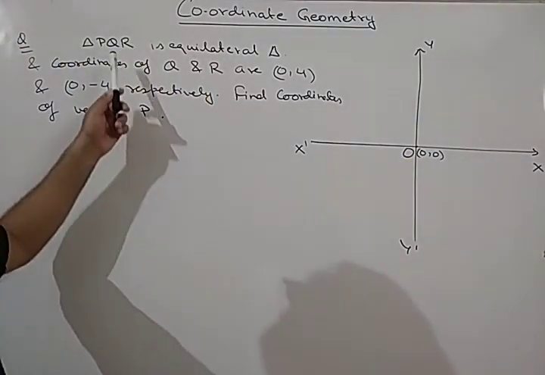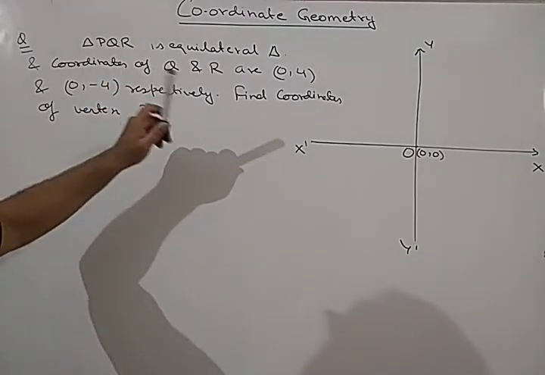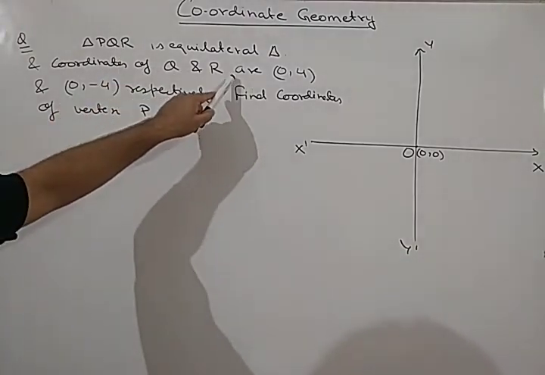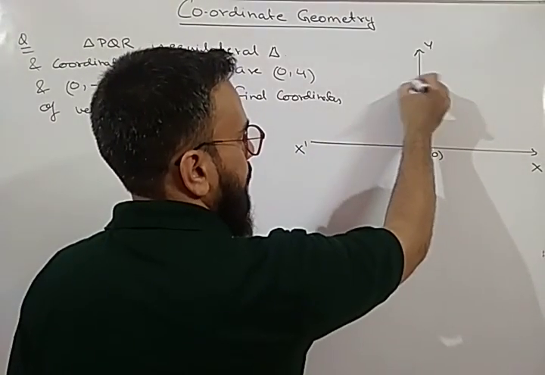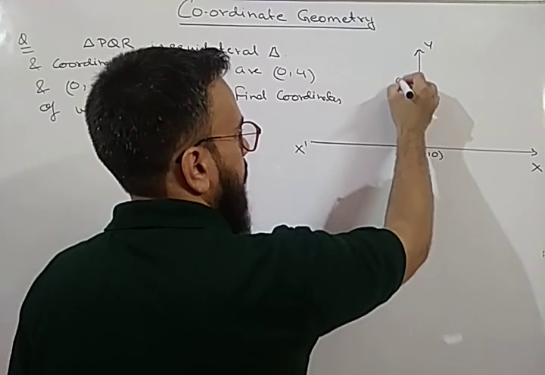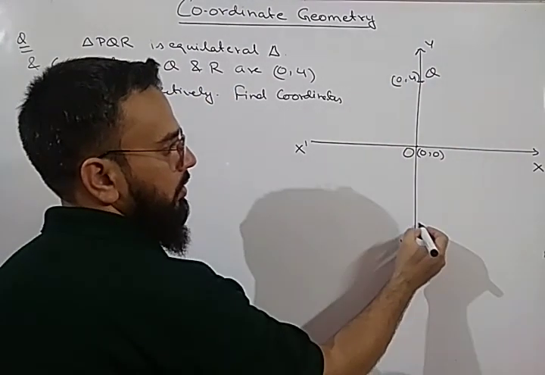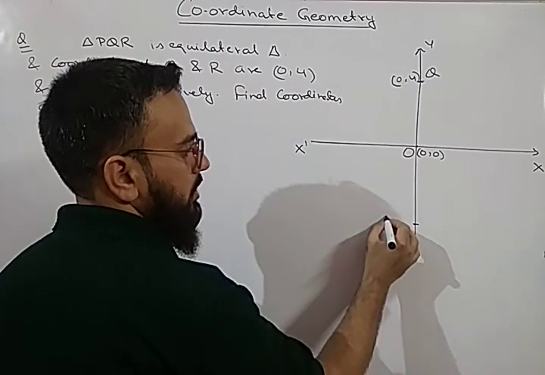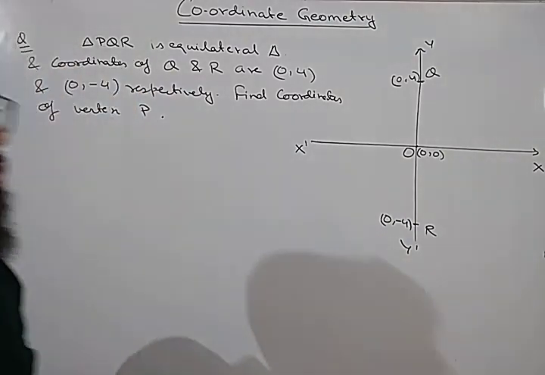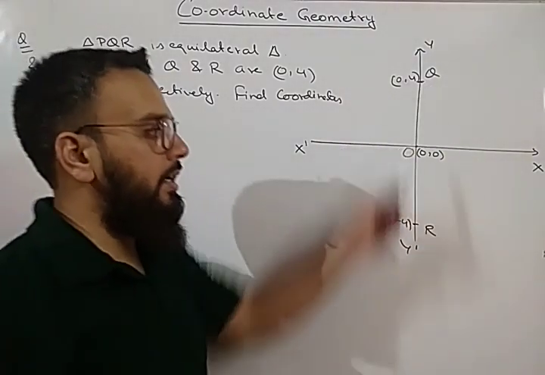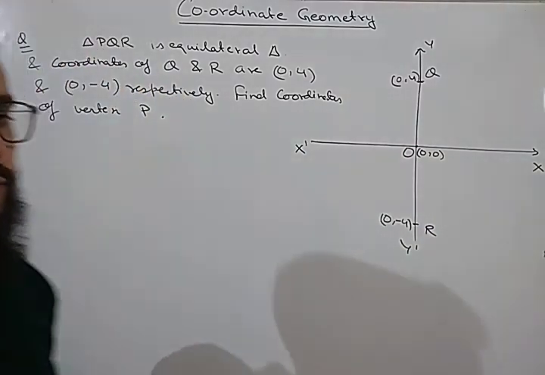Now we have to draw a triangle PQR, which is an equilateral triangle. So in the equilateral triangle we have been given the coordinates of vertices Q and R. So where will be 0, 4? Let us consider this point as 4. So the coordinates of this point will be 0, 4. This will be Q. Similarly, on the opposite side it will be 0, minus 4, which is our point R. So these 2 points are given, Q is 0, 4 and R is 0, minus 4.